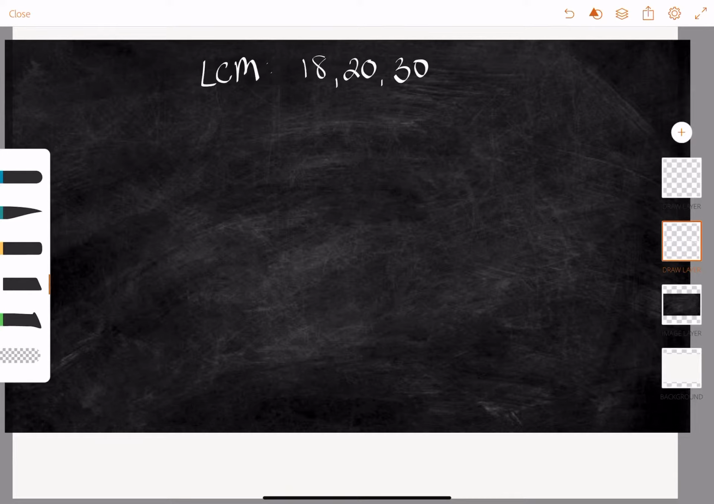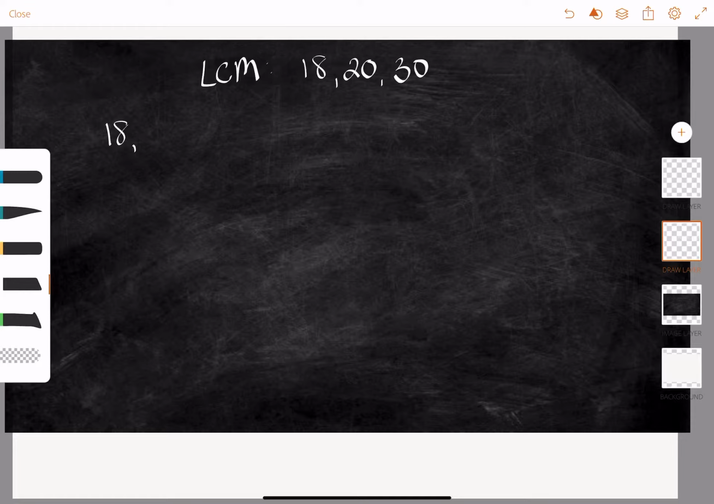All right, here we're going to find the lowest common multiple. So multiples are when you take your number and you multiply it by something. So like 18 times 1 is 18. 18 times 2 is 36. So the first method that we're going to use here is our list method, and we're going to actually list out just all the multiples. So you're basically going to be adding 18 each time.